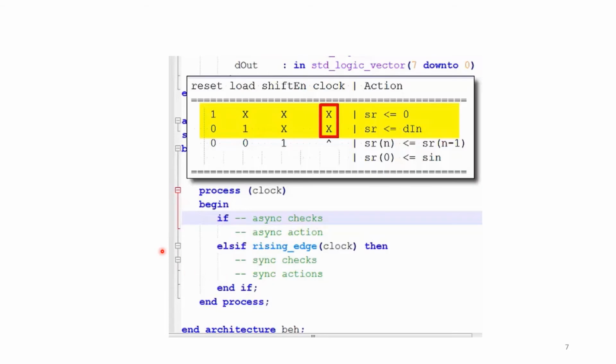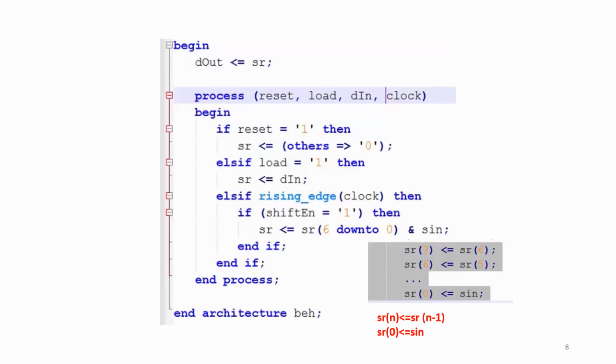So what does it mean? In our case we have shift enable, which is synchronous, that means it depends on the clock, and the other two are asynchronous. So we need to check asynchronous first. Here our asynchronous signals are reset and load, and our synchronous is shift enable. So shift enable will be checked after the clock, right? That's our basic, and other things are pretty similar. So this is the skeleton. If you follow that one, I think it's easier to write the VHDL code now.